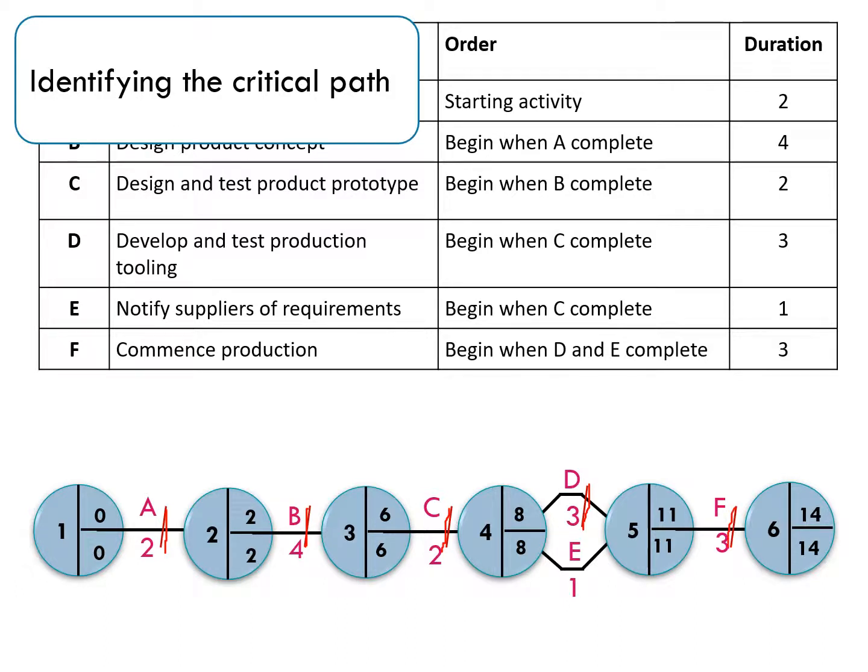F is also critical. So we indicate the critical path by making a score through the activity that cannot have any delay. If any of those activities are delayed, take a bit longer, it's going to push back our 14-month deadline.